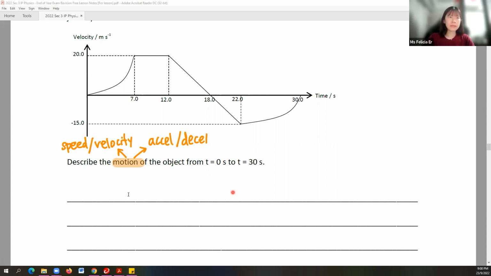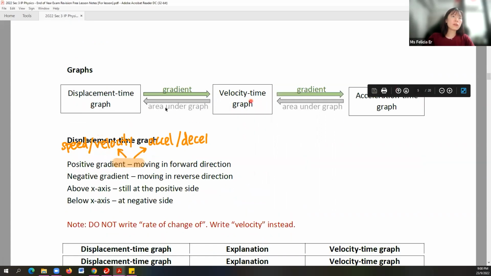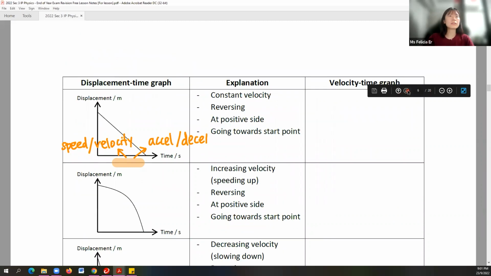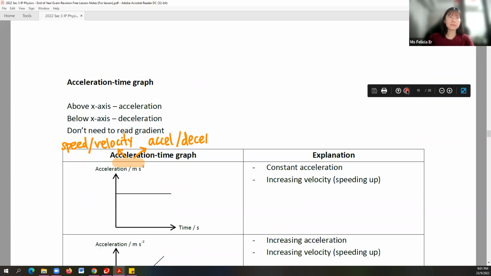Just like I mentioned many times already, whenever they ask you to do sentence writing, please never ever write the words "rate of change of". You directly tell me what happened to the velocity, what happened to the displacement, what happened to the acceleration. Don't write "rate of change of". That is for math.